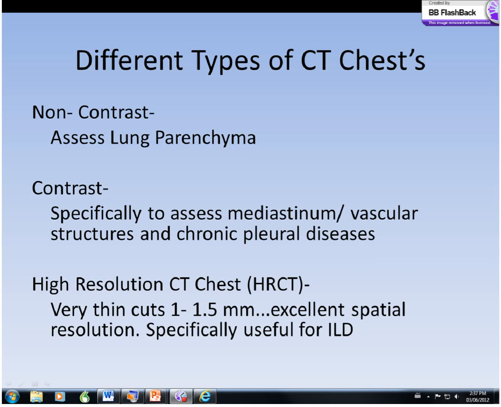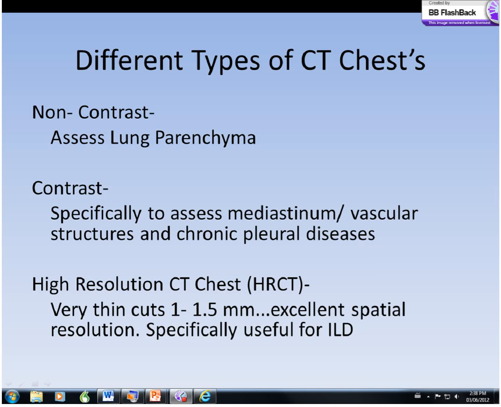Two other circumstances where we commonly see questions being asked of us is when to use contrast. Contrast, I tend to use when I'm looking at the mediastinum or vascular structures. Other times would include chronic pleural disease. And the reason it's useful in that circumstance is that the inflamed pleura can take up the contrast and you can get some better definition to tell you a little bit about how chronic the process is.